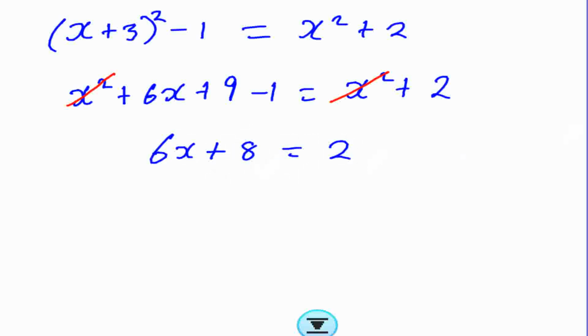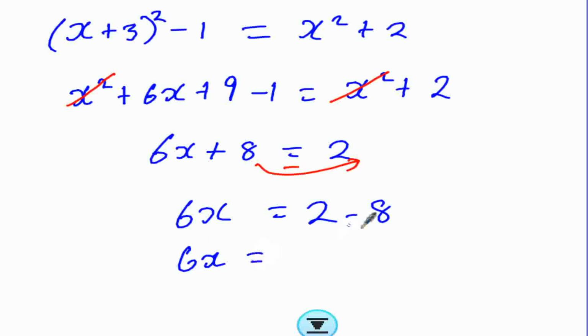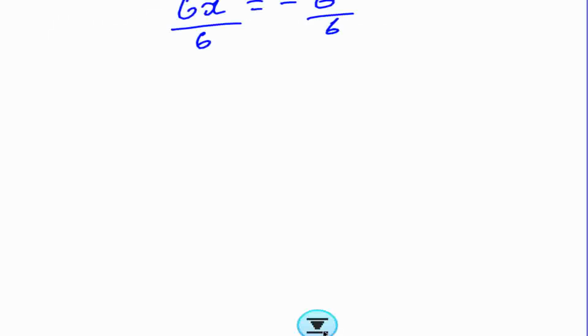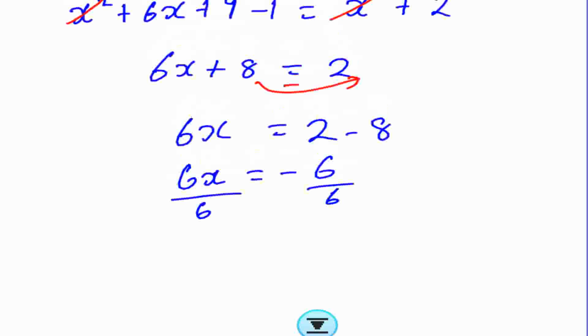So we take this 8 that side. Since it is positive, it becomes negative, and we get 6x is equal to 2 minus 8. So you have 6x is equal to negative 6. Divide by 6, divide by 6. And then our answer will be negative 1. So x is equal to negative 1.